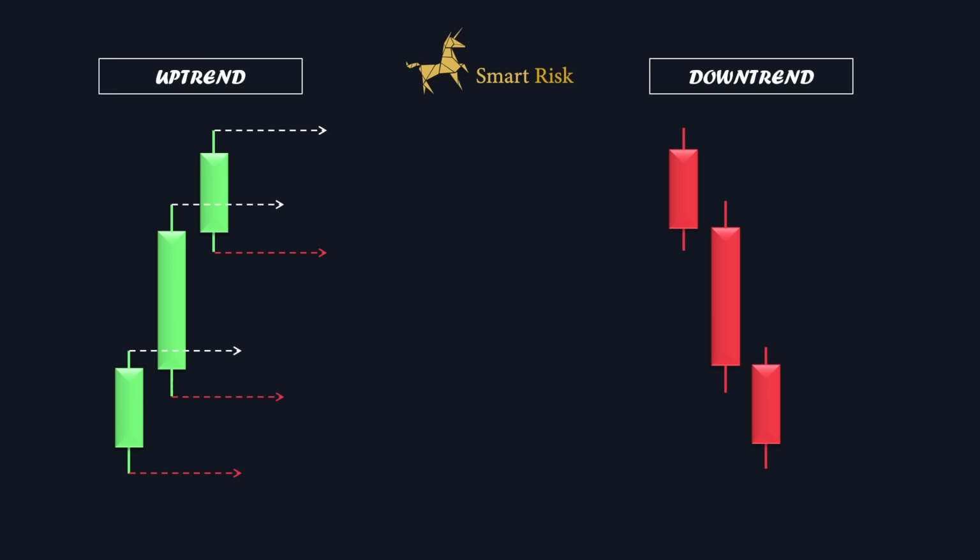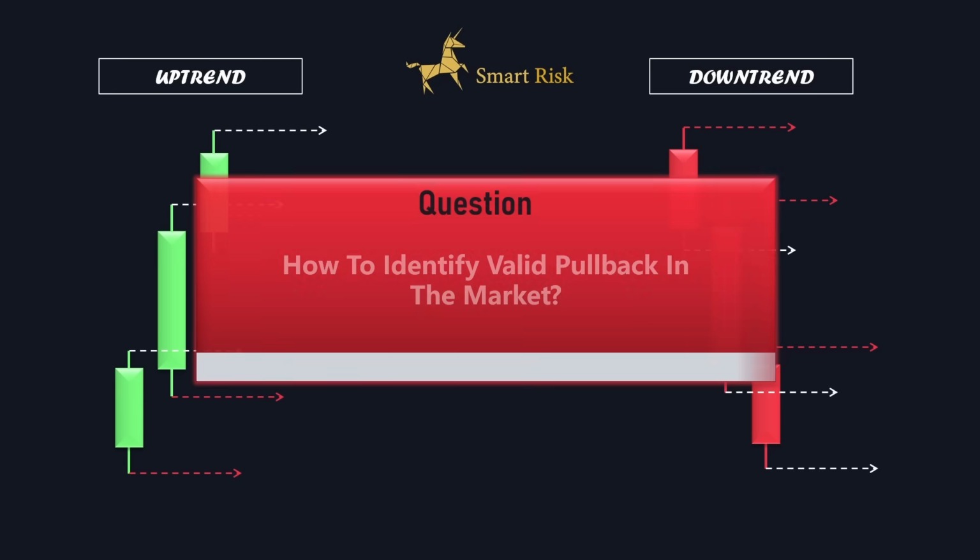A candlestick-based downtrend is characterized by a pattern in which the price action produces consecutive bearish candles, with each candle exceeding the lowest point of the previous one, signifying strong downward momentum. In a single bearish impulsive movement, it is crucial that the highest point of each candle remains equal to or lower than the highest point of the previous candles. Now let's see how we can identify valid pullback in the market.